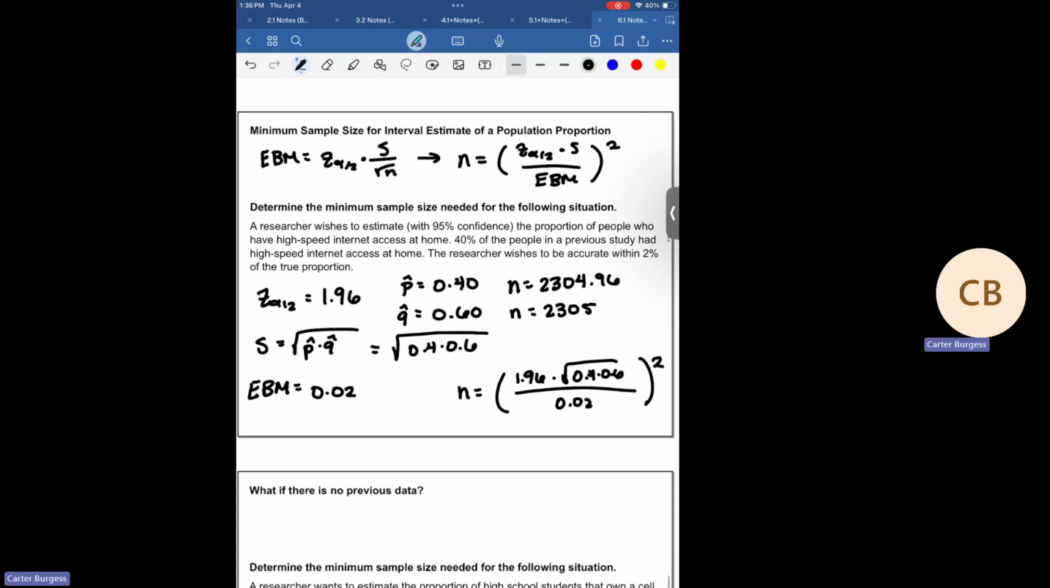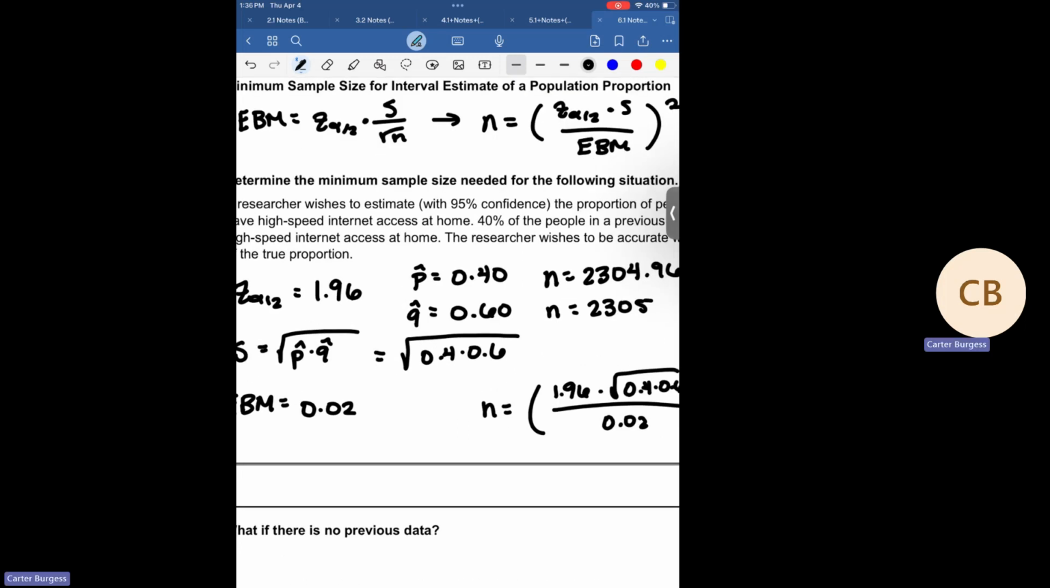For instance, if this had said 2,304.16 instead of 0.96, where would I have rounded it? Would I round it up or down? Always up. This value that we're calculating is the minimum value that n is allowed to be. Any smaller than this, and we're not getting the answer that we want, so we can only go up to the next whole number.